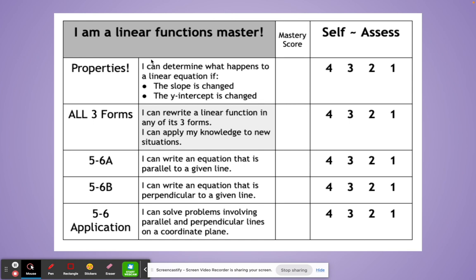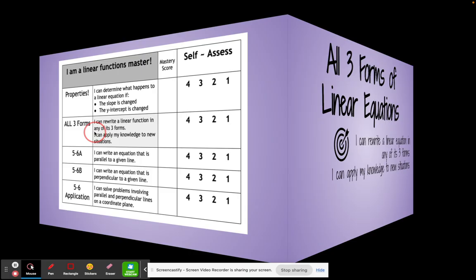Going back to our learning goals and scales, yesterday we talked about properties. We could determine what happens if we change the slope, and then what happens if we change the y-intercept. Today we're going to talk about all three forms of linear equations and apply our knowledge in certain situations. Then we're going to move into parallel and perpendicular lines.